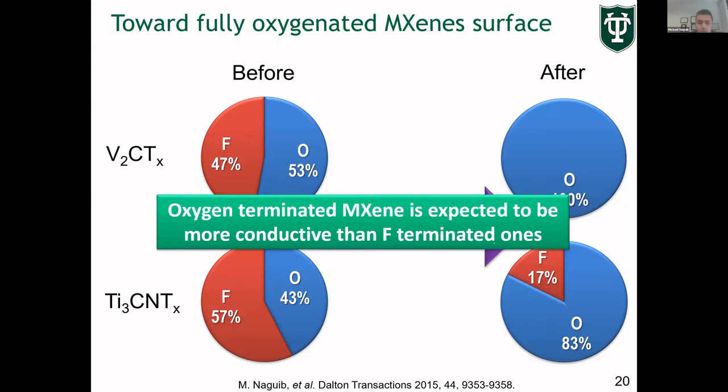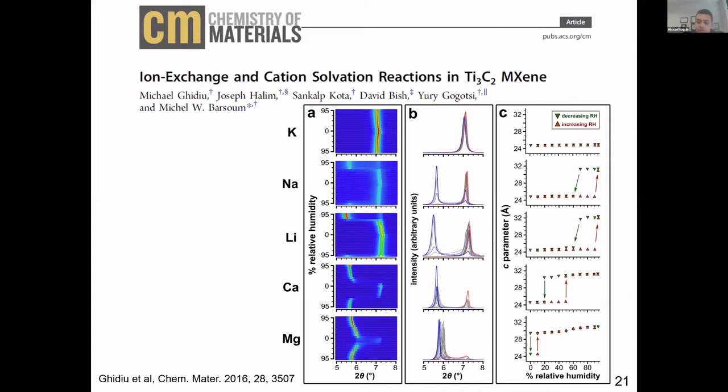So now we know MXene can be processed and we can use intercalation to process MXene and achieve larger scale delamination. I want to have another closer look at what happens in between the layers when you have an intercalant that's already there. And this follows a very interesting study by Michael Guido from Drexel. They did a very interesting in situ humidity measurement for different cation intercalated MXene.